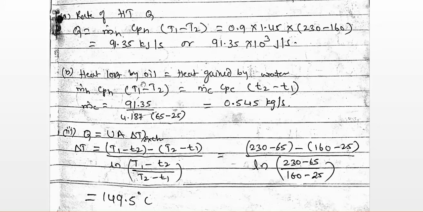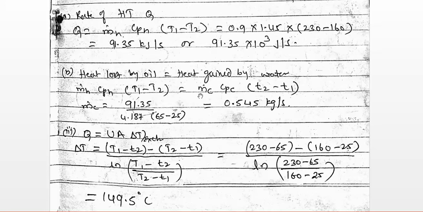So in this equation, as you can see, Q is equal to heat lost by the oil, which is equal to heat gained by the water. So this is nothing but the rate of heat transfer, Q. This Q is equal to this equation: heat lost by the oil is equal to heat gained by the water. So this term is nothing but Q, the rate of heat transfer in the heat exchanger. This Q is equal to m dot c Cpc into bracket T2 minus T1.